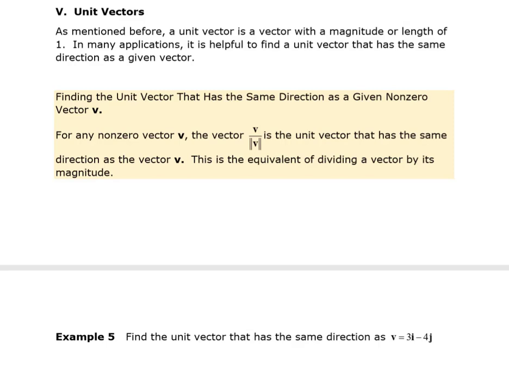Unit vectors are very useful in solving applications, and what's even more useful is to be able to find a unit vector that has the same direction as some other vector. In order to do that, you're basically just going to divide the vector itself by its magnitude. So if you look right here, v divided by the magnitude of v is going to give you a unit vector that has the same direction as v.